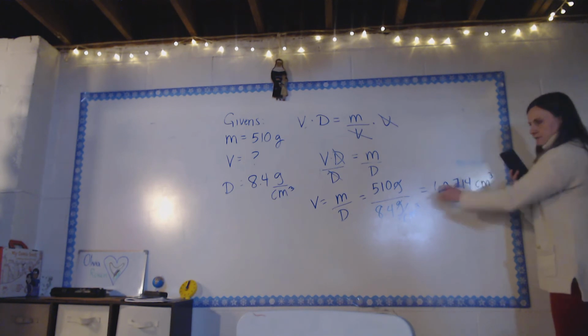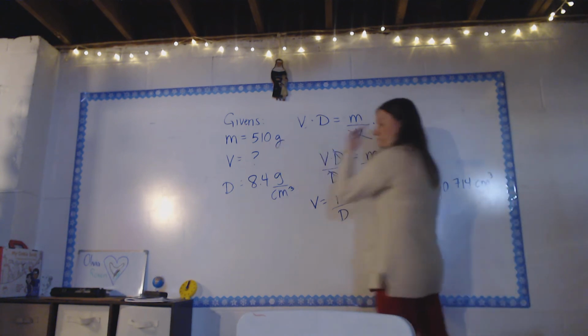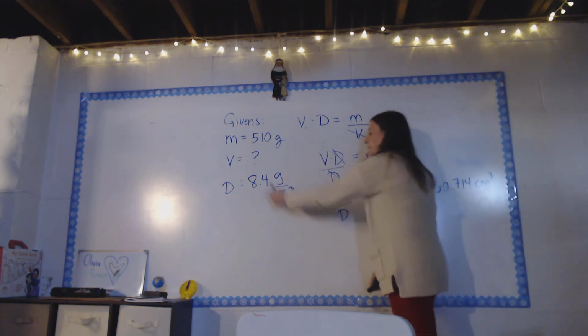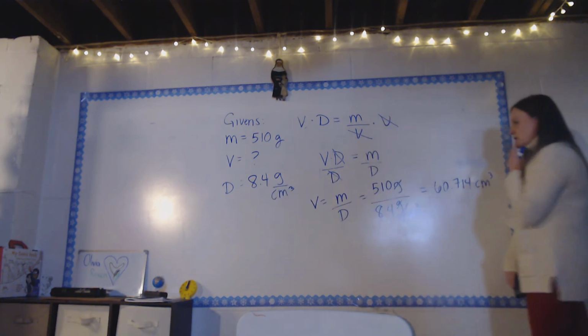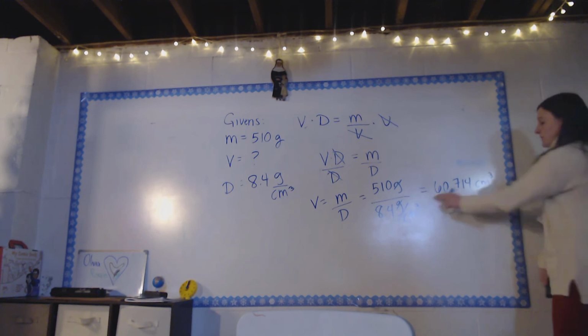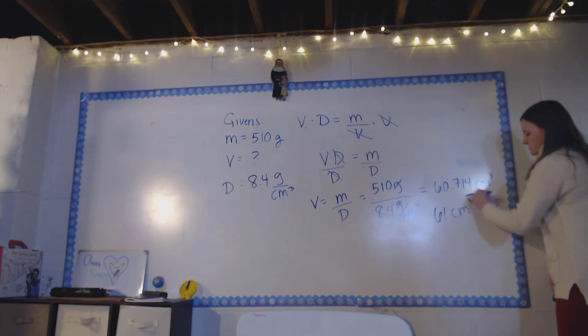Now, this is not the right number of sig figs. Let's look at our numbers. 510, there's not a dot after it. So 510 has 2 significant figures. 8.4 has 2 significant figures. We are dividing. Our answer can only have 2 significant figures. So if I round this to 2, it becomes 61 centimeters cubed.